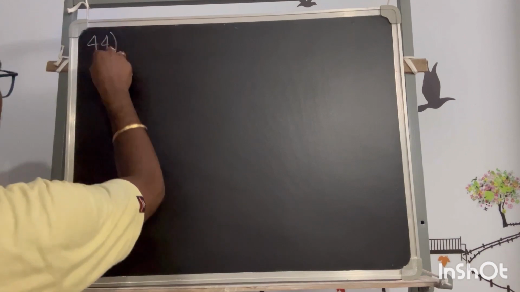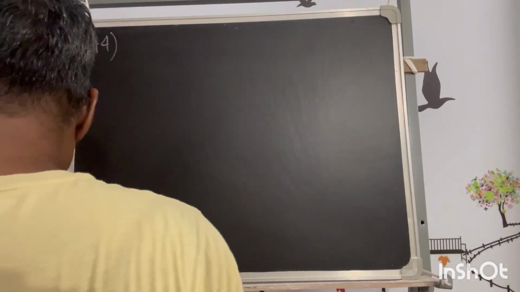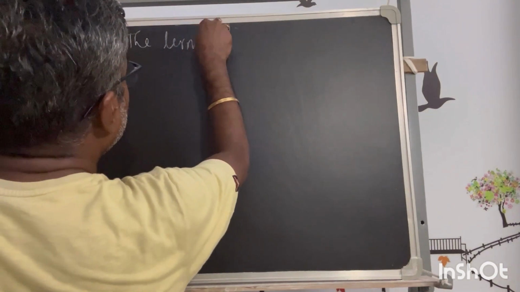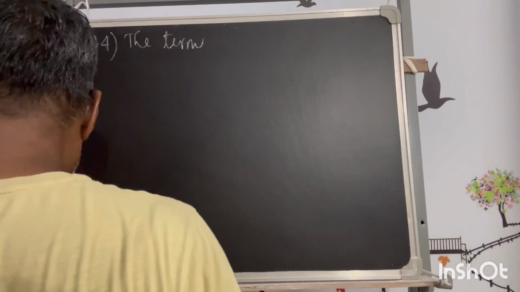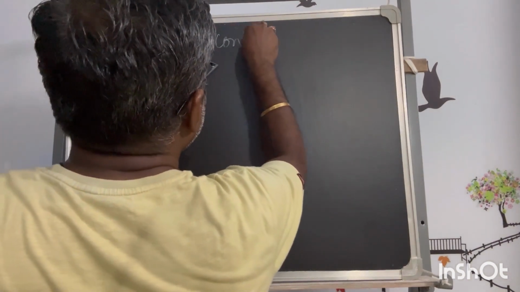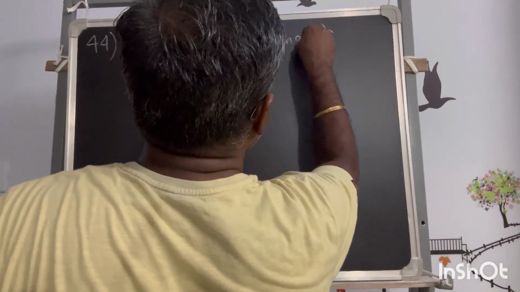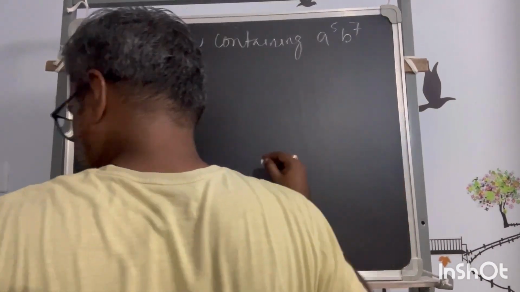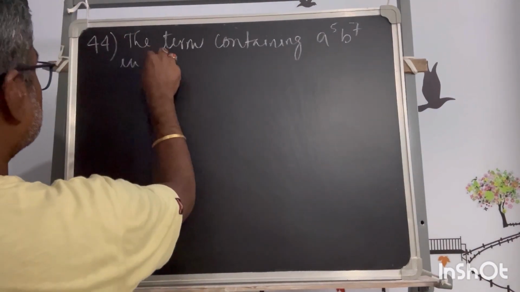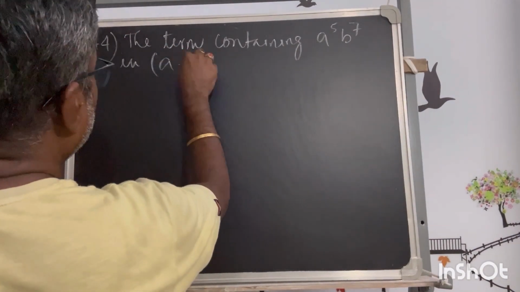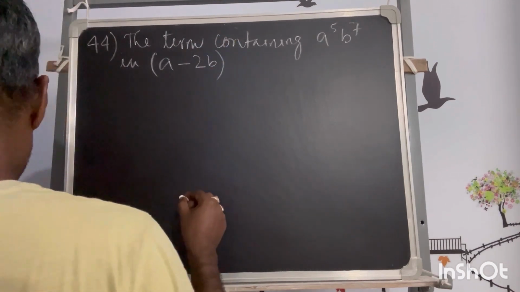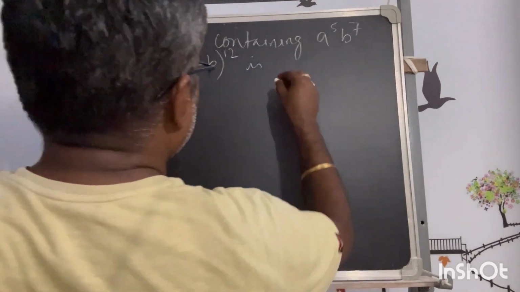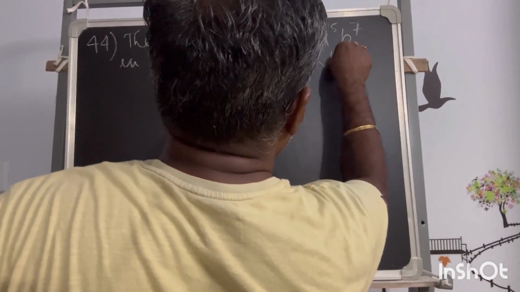So next comes 44. I will take this: the term containing a to the power 5, b to the power 7 in (a minus 2b) whole power 12. Which term is it, that you have to decide.